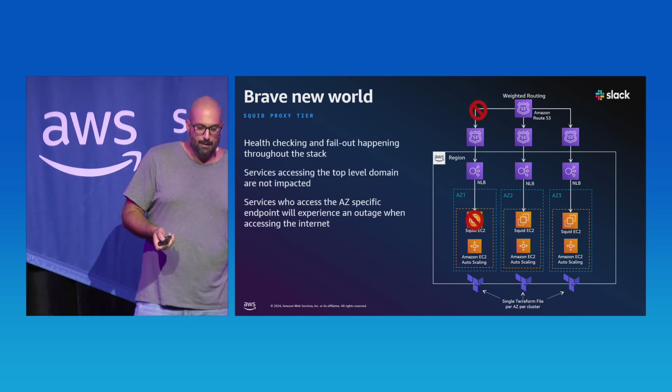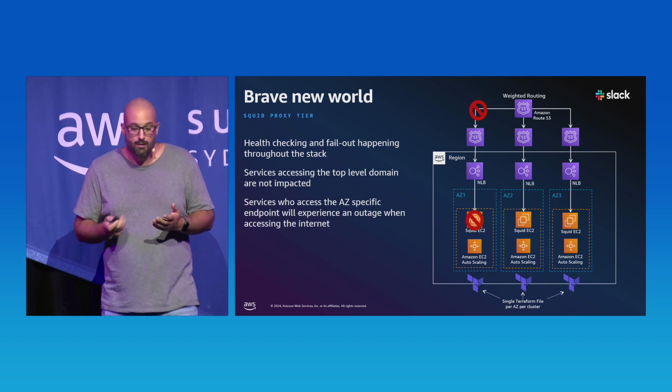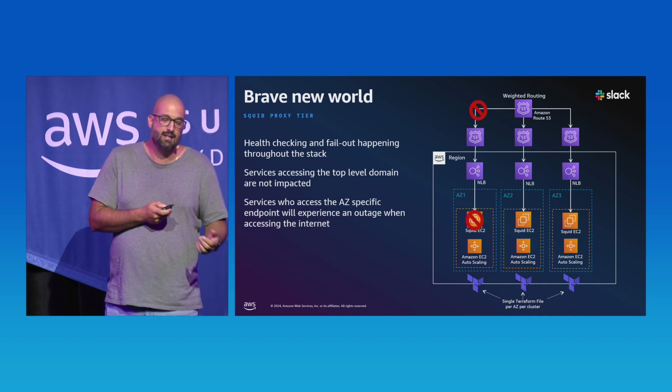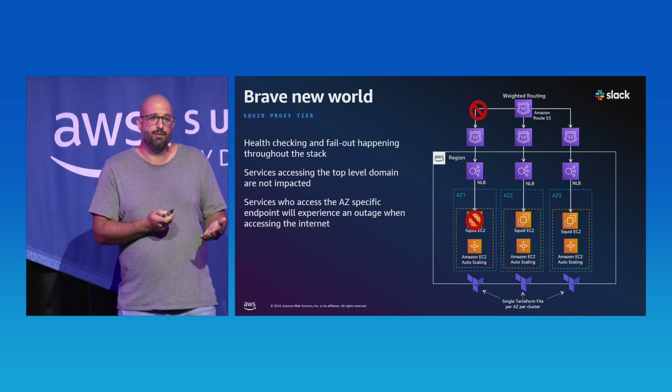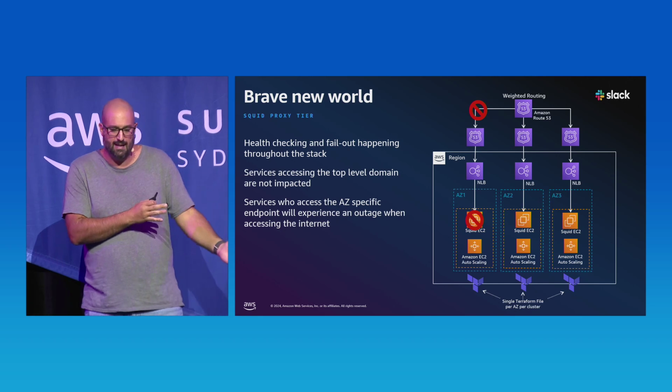So what happens when something goes wrong? As you can see here, something has gone wrong in AZ1. Our Route 53 health checks have realized one of its dependencies, in this case AZ1, has gone unhealthy and simply stopped sending traffic to that AZ, and we've evacuated that AZ.